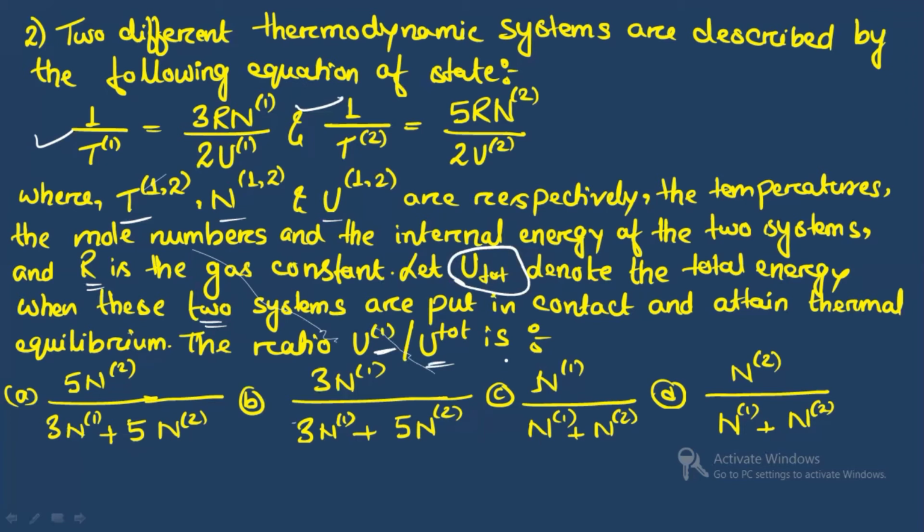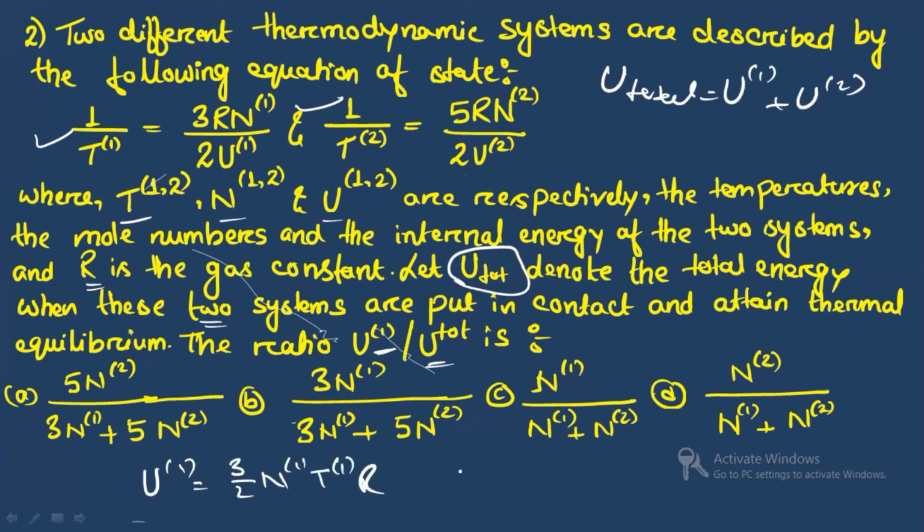So you see here, these two equations will give you the internal energy of the first system and the internal energy of the second system. U total is the sum of U1 and U2. So you have to just find out U1 and U2 from these two equations, take the sum and apply the thermal equilibrium condition. So I'm writing here: U1 will be equal to 3 by 2 N1 T1 R, and U2 will be equal to 5 by 2 N2 T2 R.